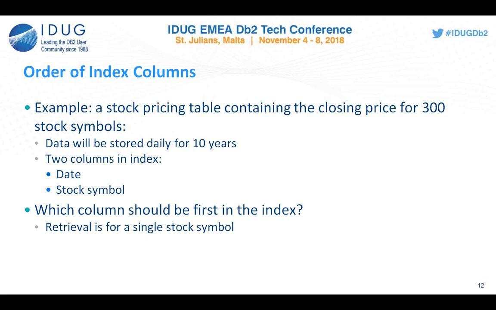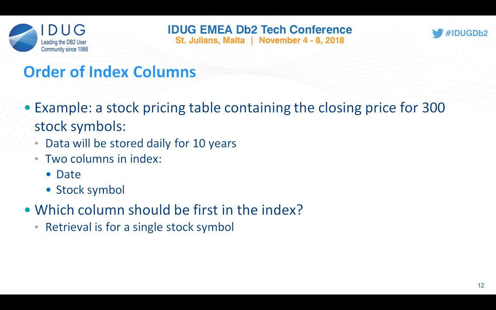And somebody had gone to an IBM presentation and they said, well, you know, we keep a 10-year history, so we've got 3,650 dates or so when we only have 300 stock symbols we're choosing. So they had set up the index this way based on putting the highest cardinality first in an index. But the problem with this is when you're retrieving only a single stock symbol, the date is specified in a range, so it puts the ordering off.